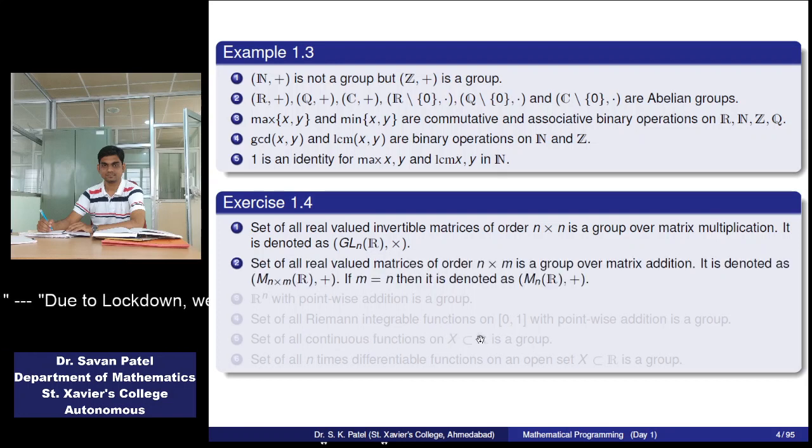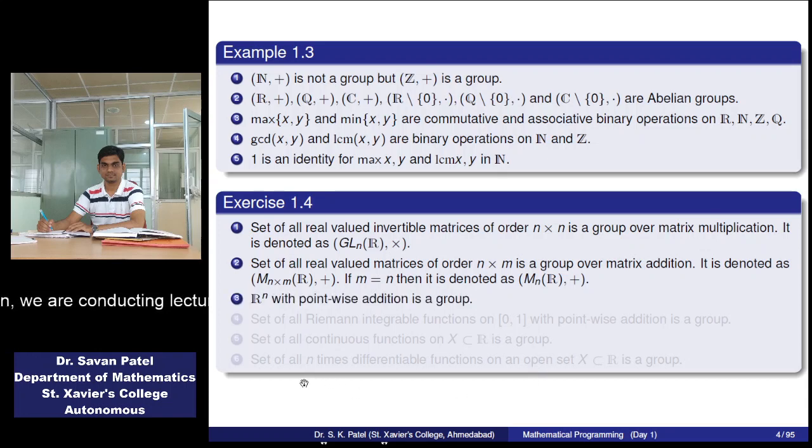The set of all real valued matrices of order n cross m is a group over matrix addition. Here matrix addition is the pointwise addition. If matrix Aij is given and matrix Bij is given, then the addition of matrix Aij and matrix Bij has all entries aij plus bij. It is denoted as M n cross m R with addition. If n is same as m, then we usually denote it as M n R with addition.